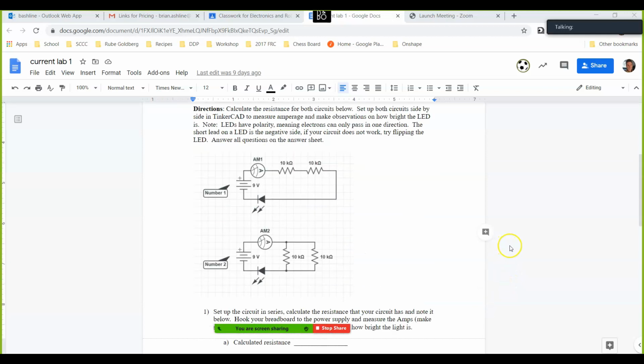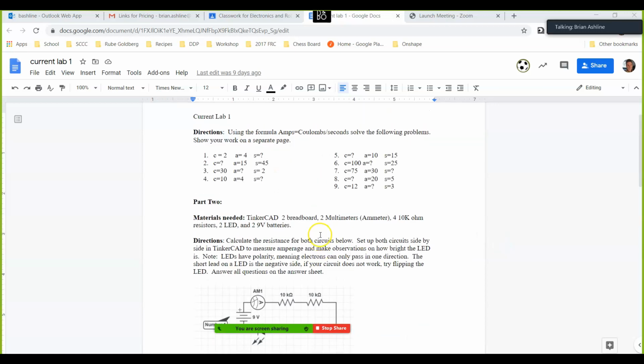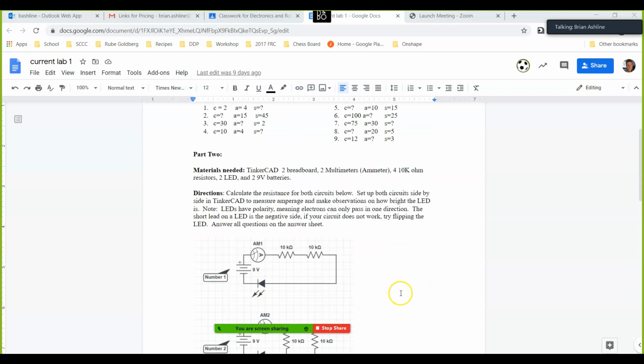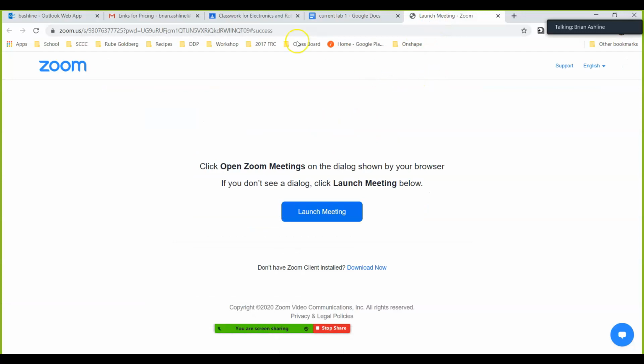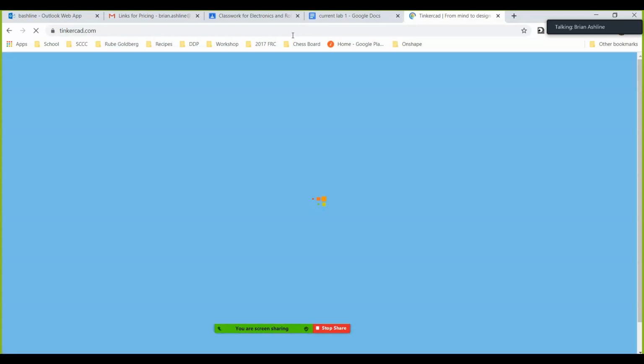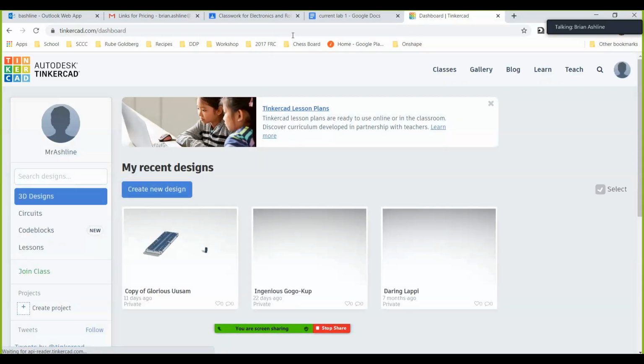All right. So, gentlemen, today we are going to be talking about setting up number one, the example for current lab part two in Tinkercad so that you guys can walk through this. I'm going to show you a couple of the common issues that we run into, and then you guys are going to work on that. And then after you're done with that, you're going to get started working on Ohm's Law Lab 1.